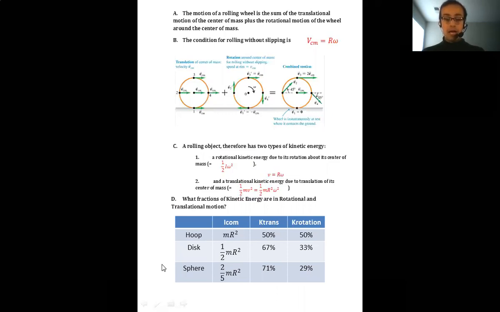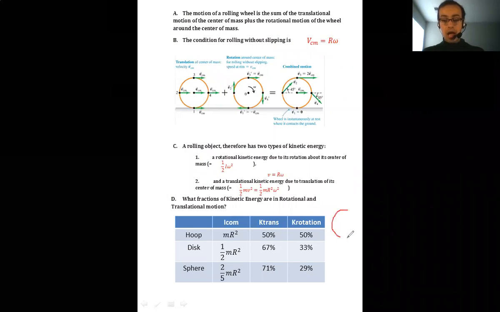So what we have here is if you have a hoop, and you have basically the concentration of mass at the outside of this hoop, you have a lot of mass here at the edge, and you've got basically this big donut in the center. The moment of inertia is given by mr squared, and the fraction of the kinetic energy that's in translational motion is 50%, and 50% of it is going to be in rotational motion.